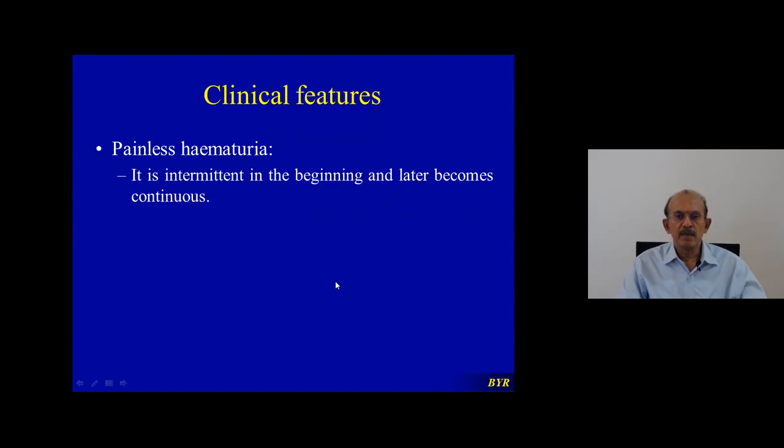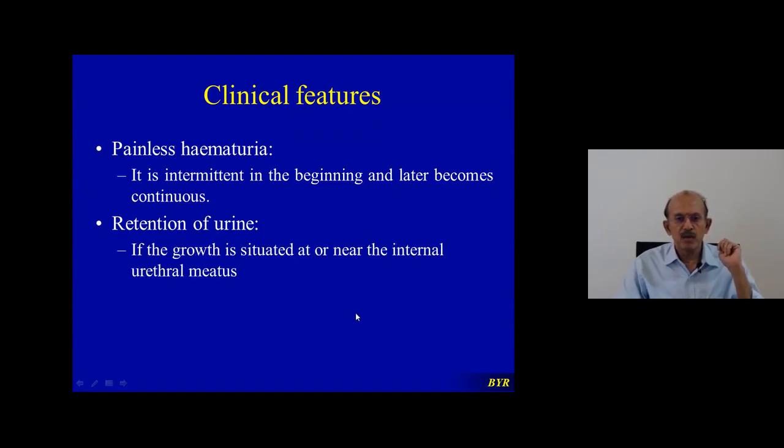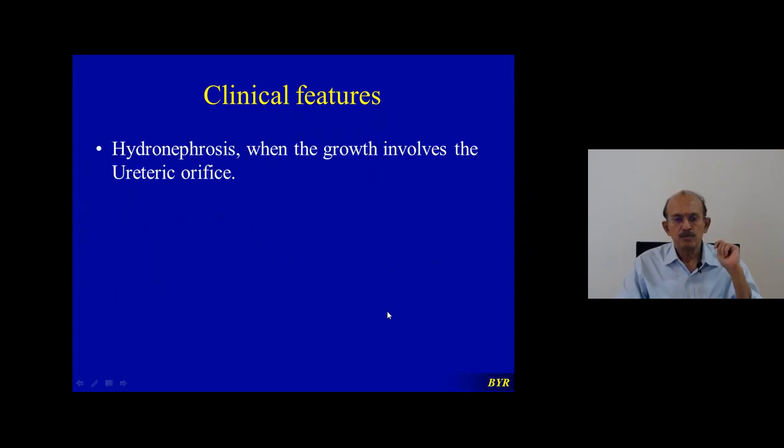It is intermittent in the beginning and later becomes continuous. The other clinical manifestation is retention of urine. If the growth is situated at or near the internal urethral meatus, there can be retention of urine. Then severe or recurrent cystitis. Sometimes it can manifest as hydronephrosis when the growth involves the ureteric orifice.